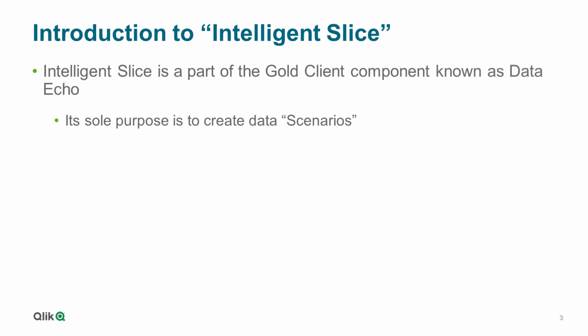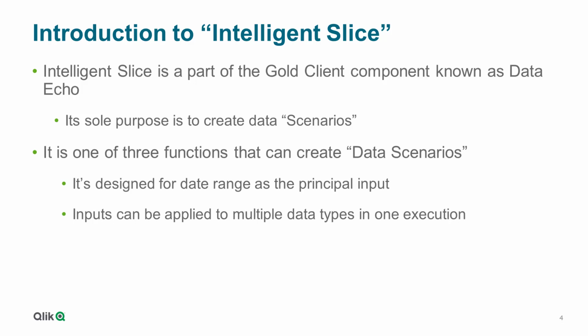Intelligent Slice is a part of the Gold Client component known as Data Echo. Its sole purpose is to create data scenarios. It is one of 3 Gold Client functions that can create data scenarios, but Intelligent Slice is different from the other functions in 2 ways. First, it's designed so that date range is the user's principal input. And second, it's possible to create scenarios for multiple data types in a single execution.